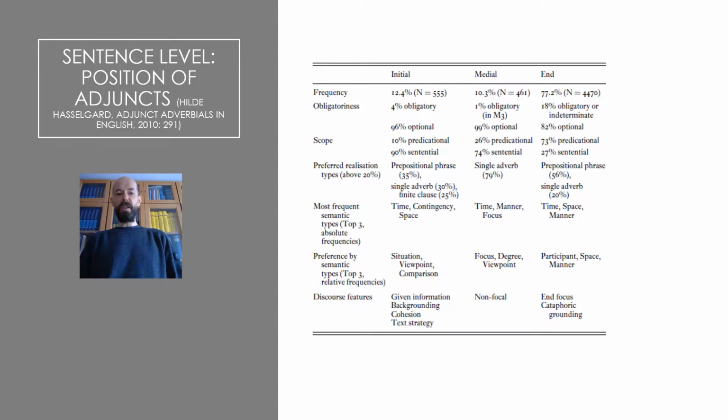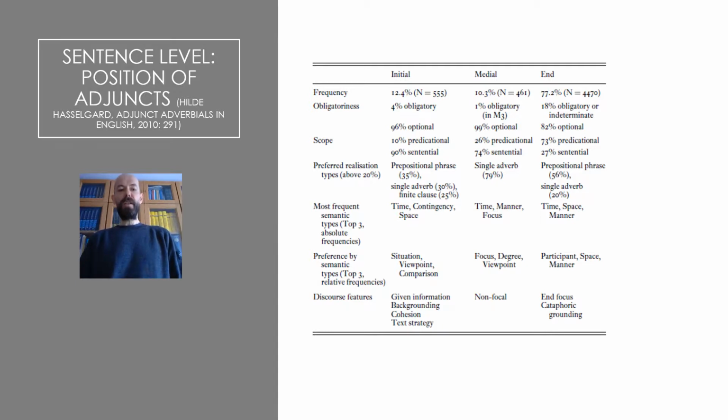Medial position is favored by a small set of short adjuncts. So, for instance, you might place something like in 1974 between the auxiliary and the main verb. So, for instance, has or was in 1974 done by someone. That's a very theoretical example, of course.